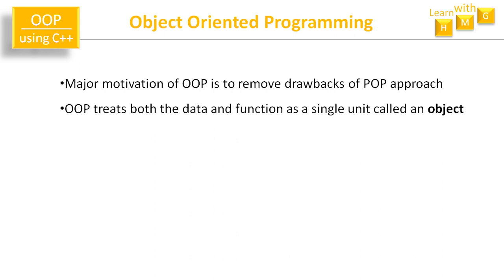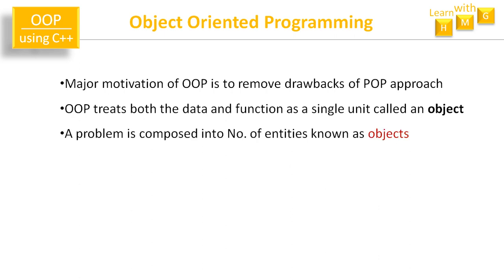so both are important, as a single unit called an object. So data and functions are in the object. A problem is divided into a number of objects. So there are a number of entities known as objects. In OOP, the data is the critical element in a program. The main focus is on data rather than functions. In OOP, the data is the most important element in a program.